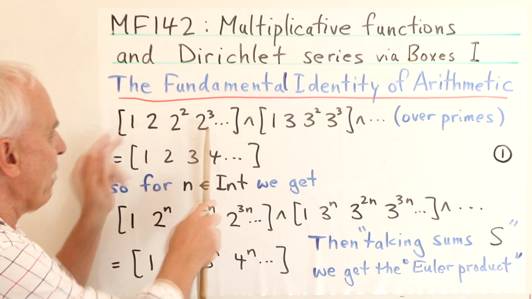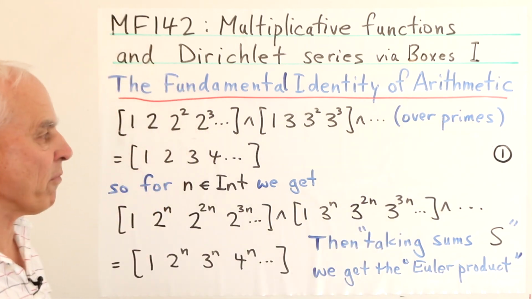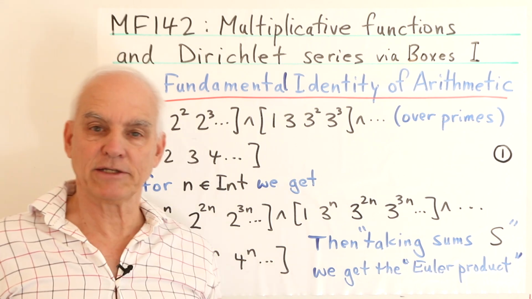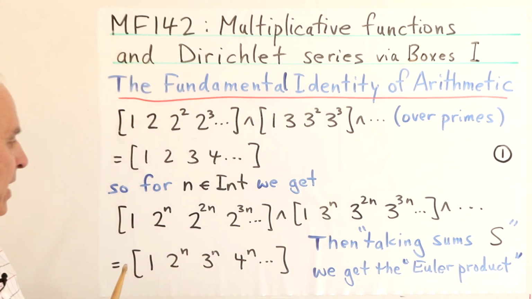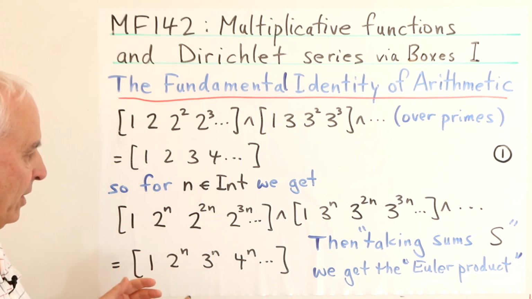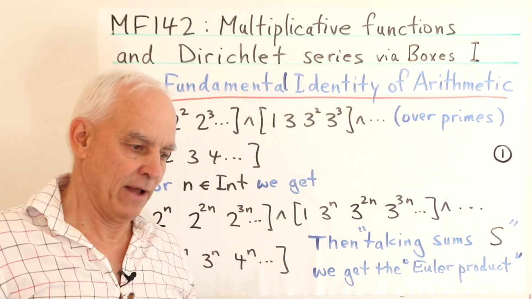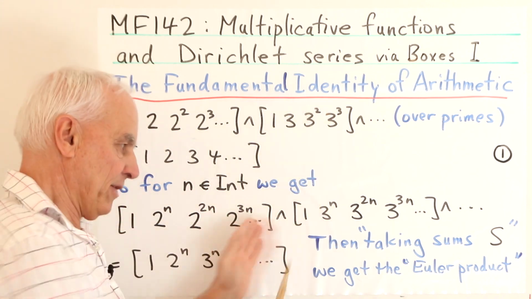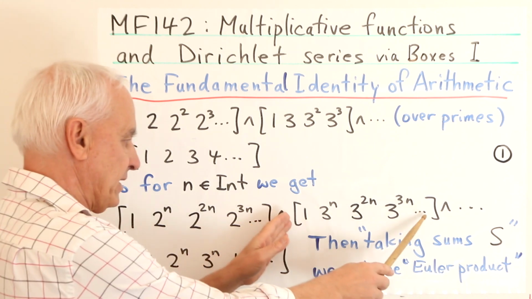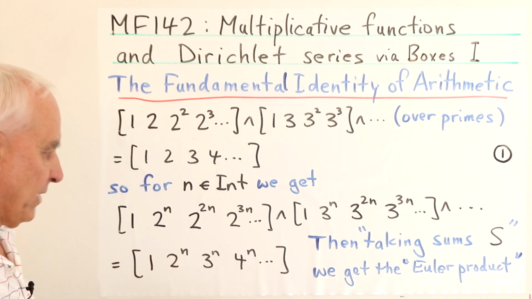Here is the box of powers of 2, then powers of 3, then powers of 5, carrying on over primes. We're taking the caret of all these boxes, and over on the right-hand side, we have the box consisting of all the natural numbers. And what we saw last time is that if you take an integer n, then you can raise everything to the nth power and you still are going to get an identity involving boxes and their carets. So here we've just taken all of these and raised them to the nth power, and on the right hand side, raised the natural numbers to the nth power.